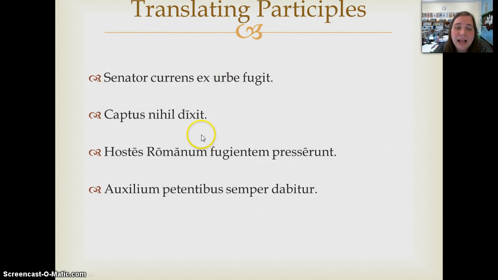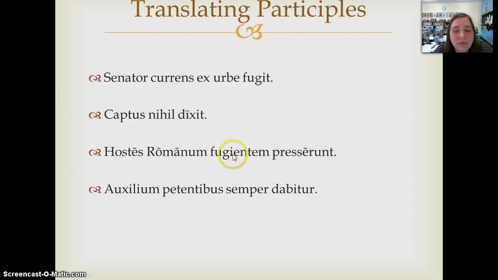Okay? In the second example, captus nihil dixit, captus is our perfect passive participle, right? Because it's the fourth principal part. This us ending tells us that it's nominative singular, masculine, but there's no other nominative masculine singular noun in the sentence to be the noun that captus is describing. So instead, it is describing the he that we get from dixit. So he, having been captured, dixit nihil, said nothing. Okay?